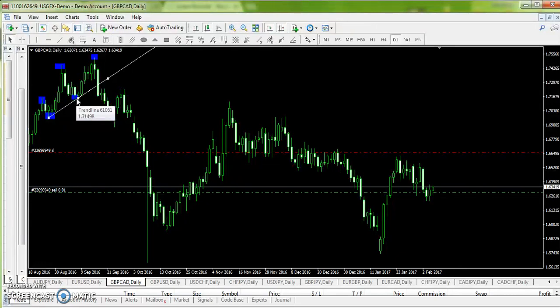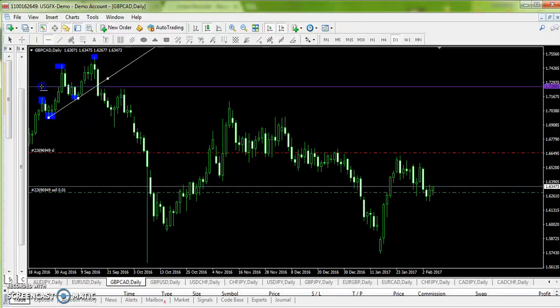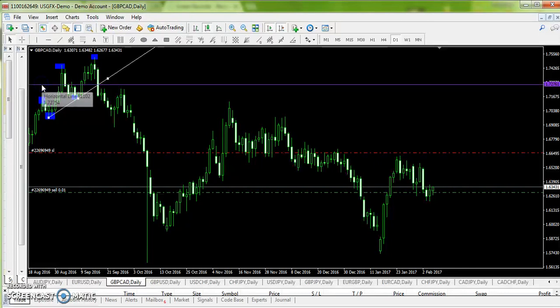Okay, after drawing this trend line, I need to wait. Whenever the trend line breaks, I put a sell order, right? So on this particular point, as you can see, the trend line has broken, so I would be jumping into sell.